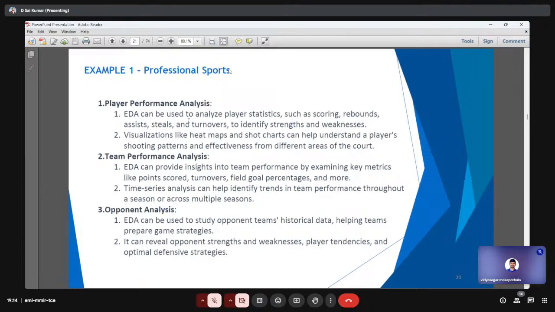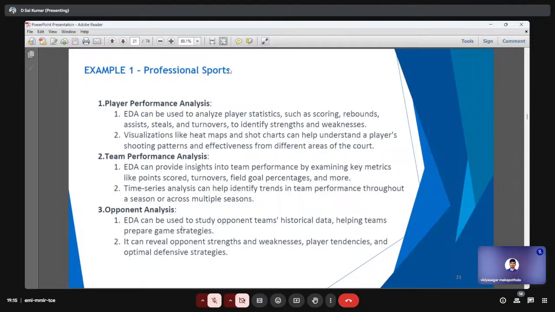With respect to a specific sport, not only can we find the individual player performance analysis, we can even see the team performance analysis. EDA can give insights into team performance by examining key metrics like the points scored by the team, their turnovers, their field goal percentage, etc. And we have time series analysis, which can help us identify trends in team performance throughout the season. And we can also analyze the opponent performance, that is opponent analysis.